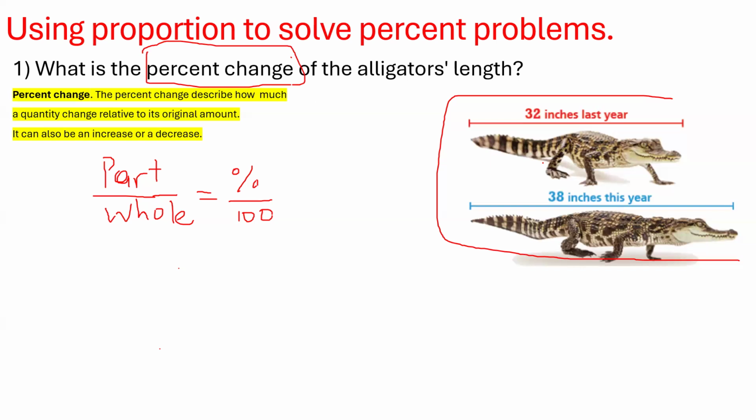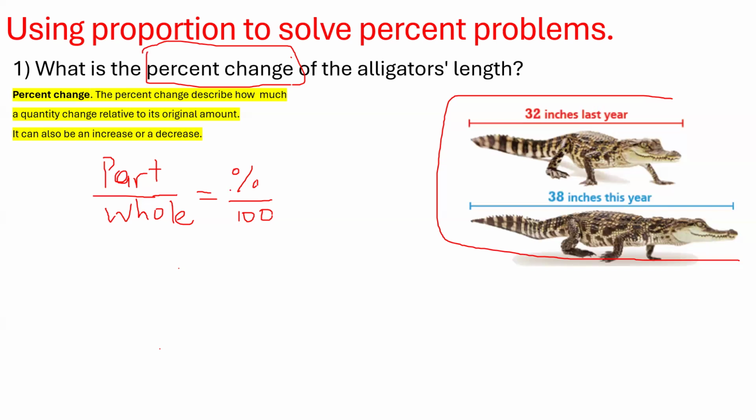Using this picture to my far right, it says, last year, the length of the alligator was 32 inches, and this year it is 38 inches. If you notice the quantities here, it went from 32 to 38. So we know that the length has increased, right? It increased by 6. But what is this as a percent? How much percent did it increase by? That is what we want to find out. Already we know the amount it increased by, but what is that as a percent?